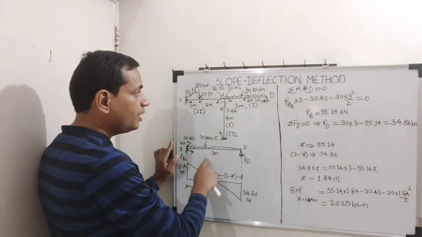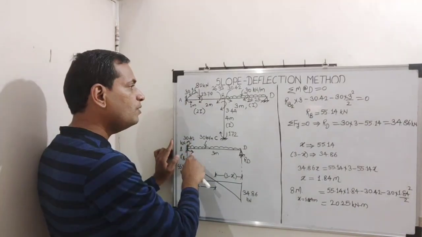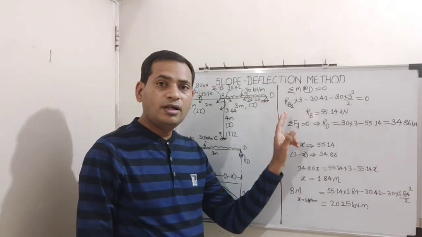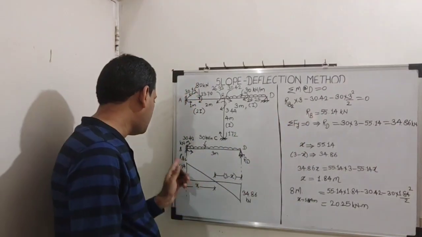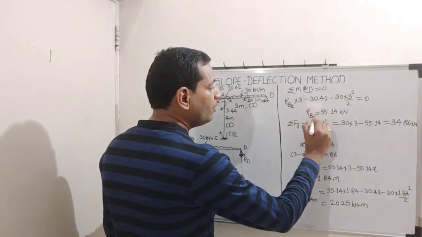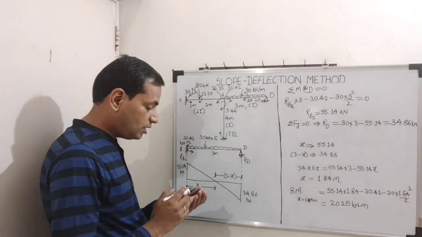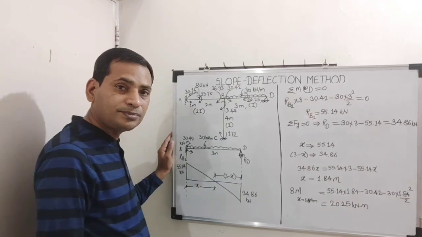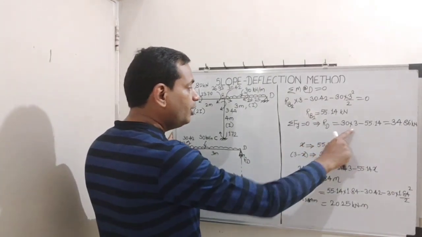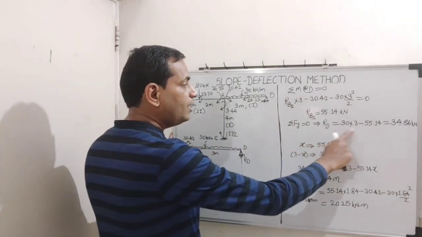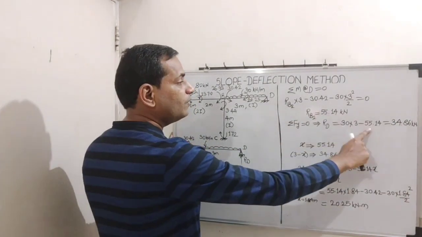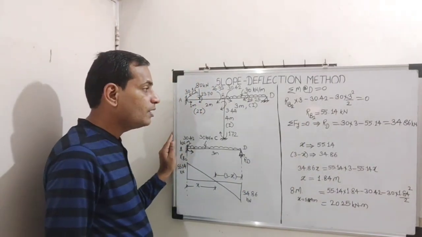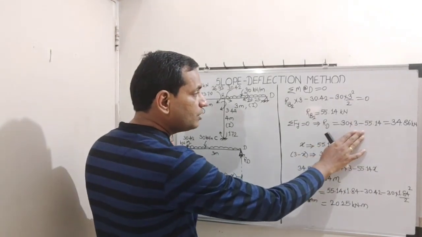So RB2 into 3 minus 30.42 minus 30 into 3 square by 2. If you solve this equation, you will get RB2 as 55.14 kilonewton, which is an upward reaction. For this same free body diagram, now you apply summation of Fy equal to 0. You will get RD as 30 into 3, which is the total load, so 90, minus this reaction 55.14. So the answer for RD is 34.86 kilonewton.